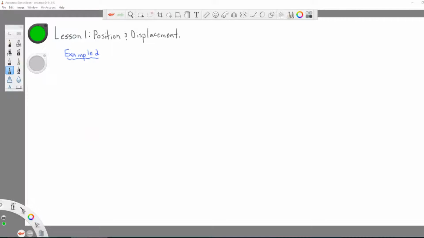Now the distance that we traveled would be a different story. The distance we traveled would be the entire trip. We would drive there 200 kilometers, we would return 200 kilometers, we would add those values together, and we'd end up with a distance of 400 kilometers.